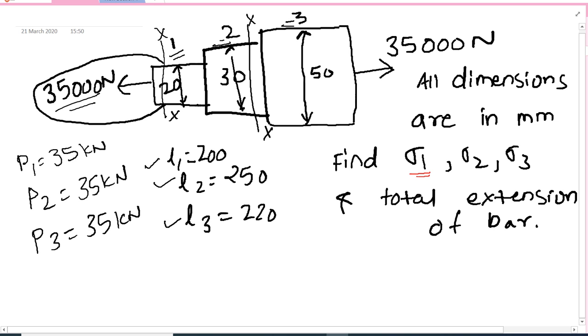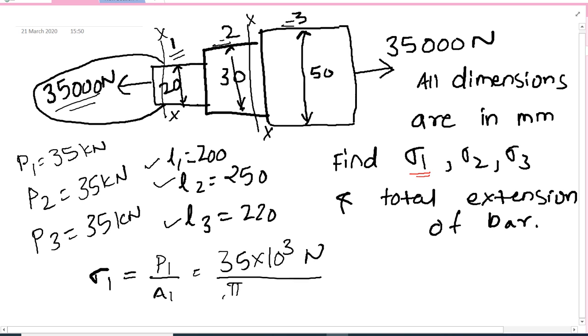It is only a matter of area and diameter which will result in different stresses in all three sections. Sigma 1 is nothing but P1 by A1. We know that P1 is 35 kilonewton upon area, which is pi by 4 into d1 square, that is 20 square, and you will get the stress in the first section.